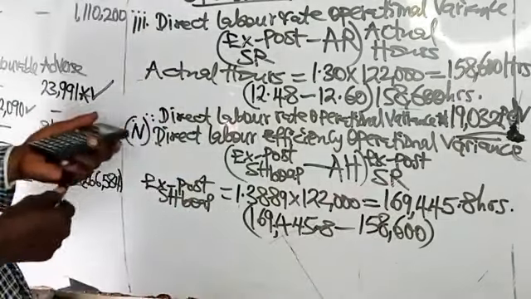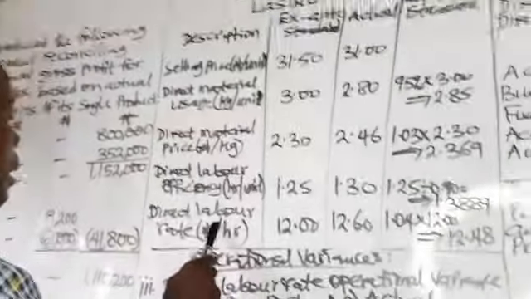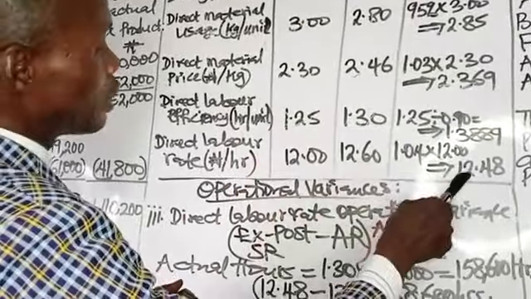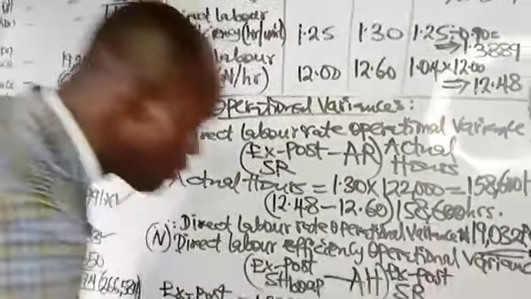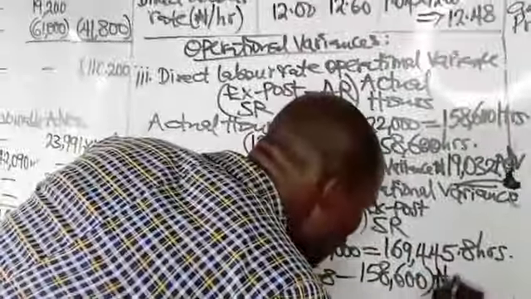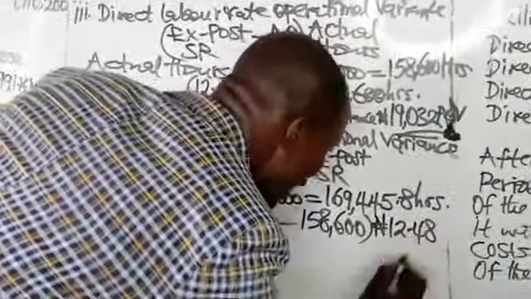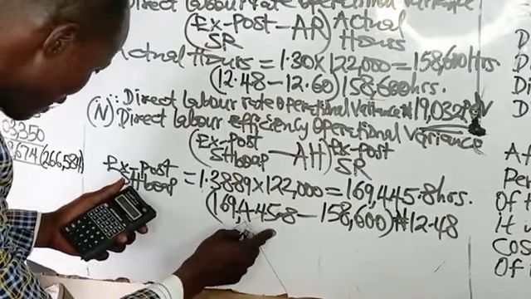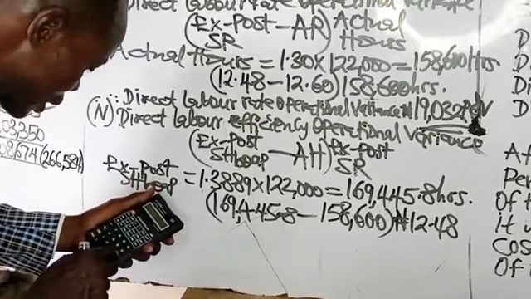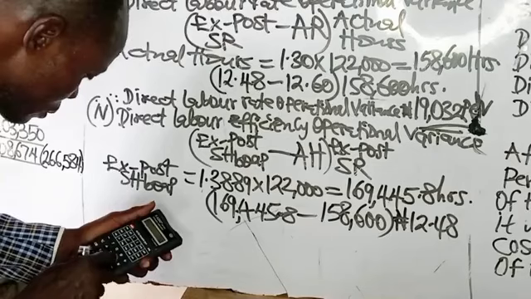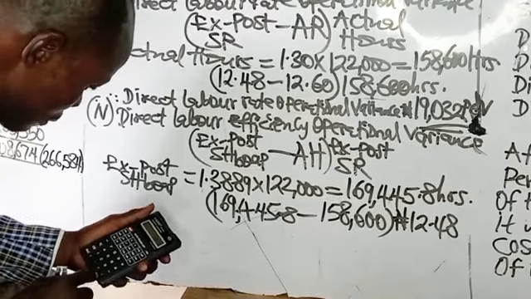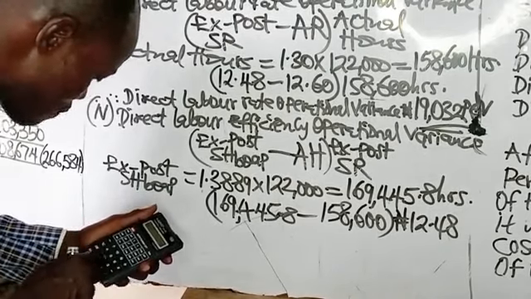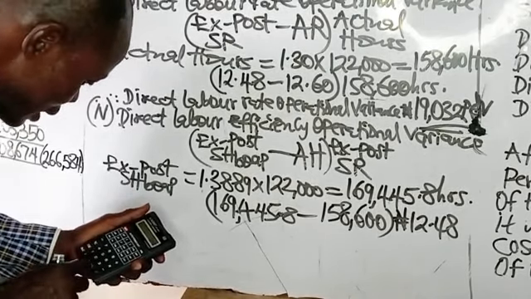How much is our ex-post standard rate? Direct labor rate. This is S and T. This is actual, and ex-post is 12.48. So we have multiplied by 12.48 naira. So if you say 169,445.8 minus 158,600, you have 10,845.8 times 12.48.